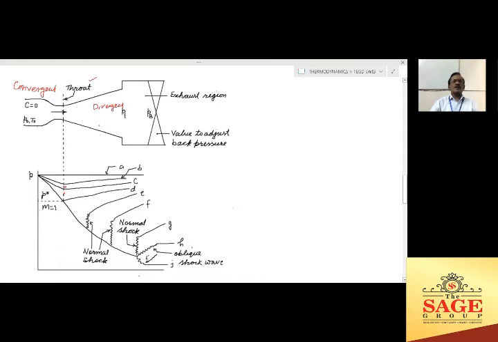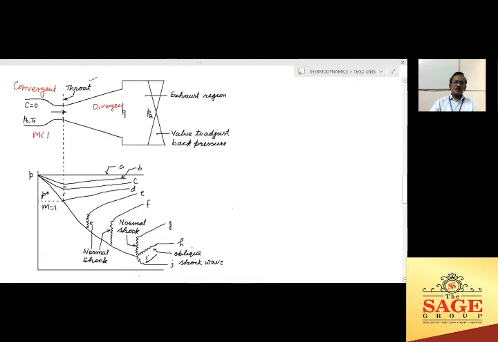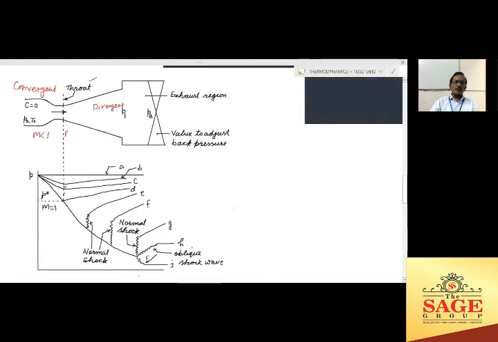So the convergent-divergent nozzle has three portions: the convergent portion, the throat, and the divergent portion. Now in the convergent portion, when the flow occurs, the Mach number will be less than 1. At the throat, the value of the Mach number will be 1.